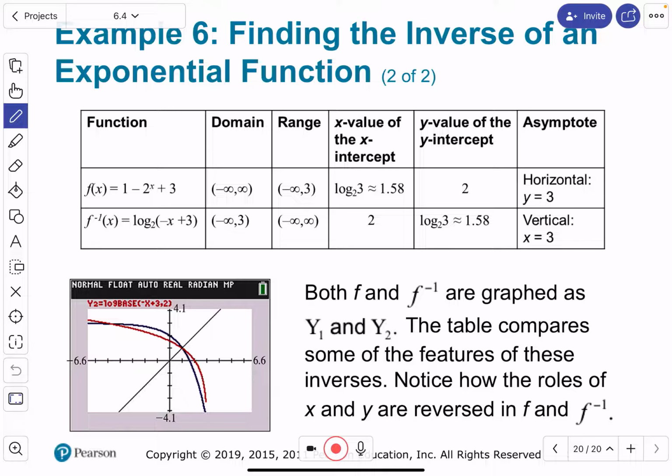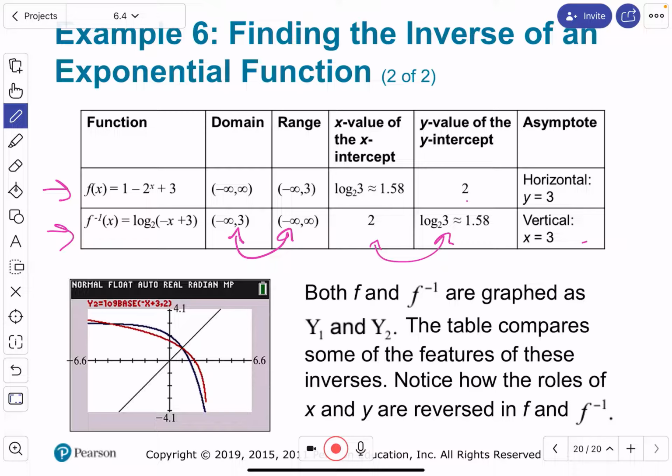So here is what the exponential function looks like. Your domain and range, what the log would be if you plugged it in, so you get your x-intercept and your asymptote. Then if you do the inverse, the domain and range switch. That's what inverse functions do. X and y intercept switch, asymptote, the horizontal becomes the vertical.